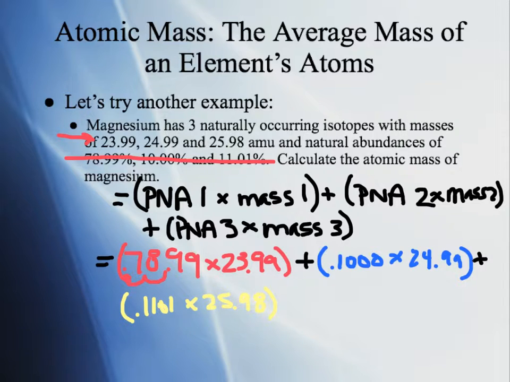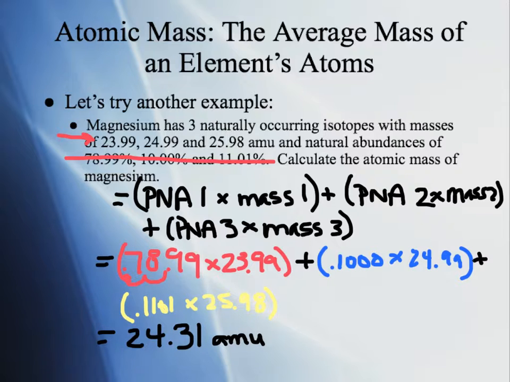All right, so when we do all of that math, we're going to get the average atomic mass of magnesium. So the answer is 24.31, which is the atomic mass for the entire magnesium element, taking into account the percent natural abundance of all the different isotope atoms of magnesium. And remember, we always have to do sig figs, so keep that in your mind.